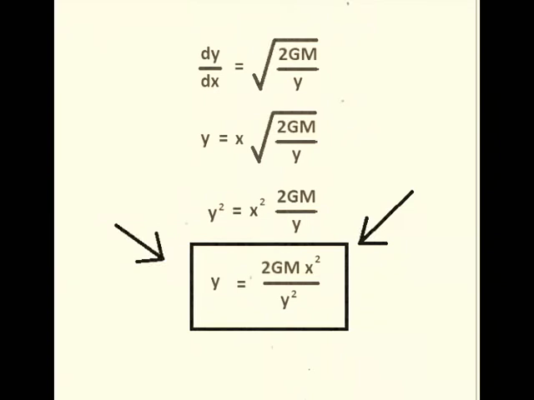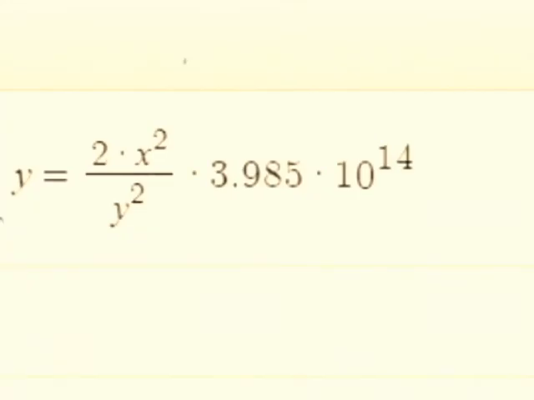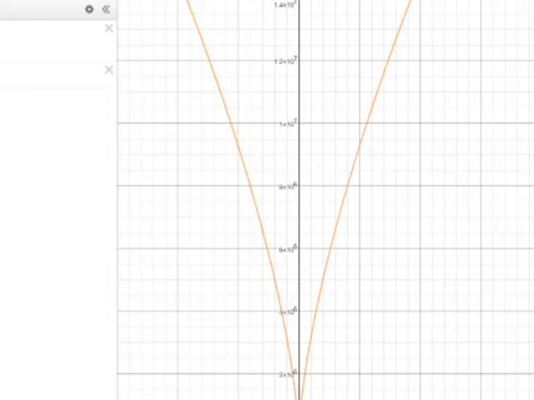Anyway, if we go to a graphing calculator, like the rather nice Desmos in this case, and plug in the equation y equals 2GM x squared over y squared, using the actual numbers for G and M of Earth in SI units, which I will use all through this video since they make things a lot more consistent and easy, GM is 3.985 times 10 to the 14th. We get a graph like this.